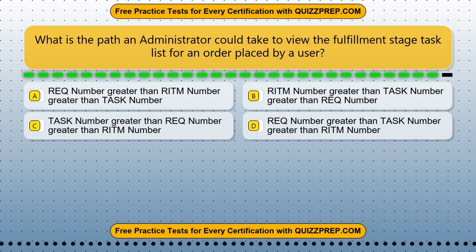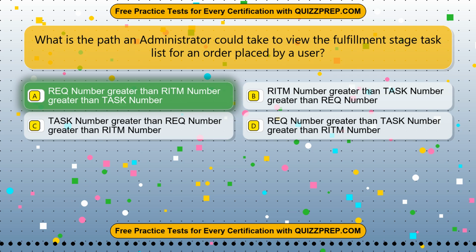Question 194. What is the path an administrator could take to view the fulfillment stage task list for an order placed by a user? Option A, REQ number greater than RITM number greater than task number. Option B, RITM number greater than task number greater than REQ number. Option C, task number greater than REQ number greater than RITM number. Option D, REQ number greater than task number greater than RITM number.